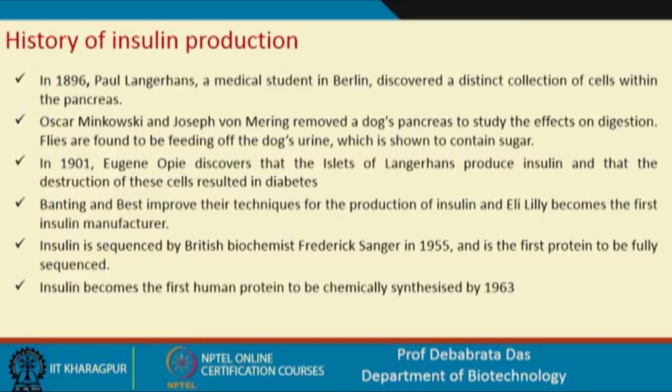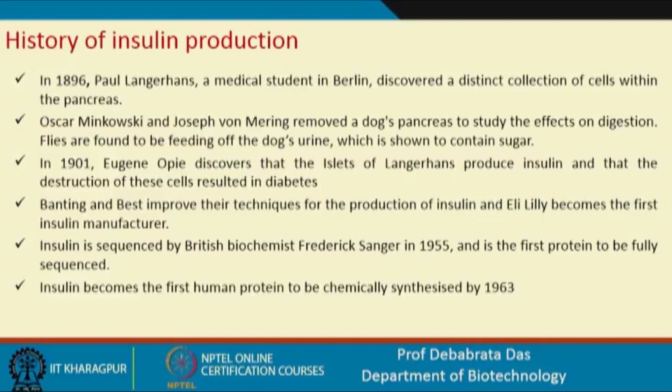Now, in 1901, Eugene Opie discovered that the islets of Langerhans produce insulin, and that the destruction of these cells results in diabetes. Banting and Best improved their technique for the production of insulin, and Eli Lilly became the first who produced insulin industrially.